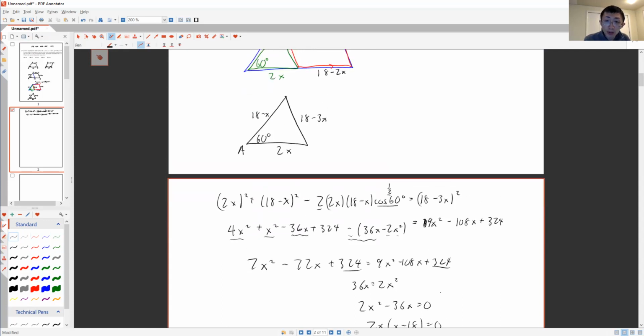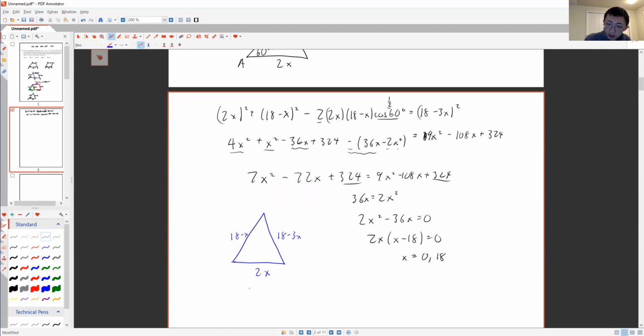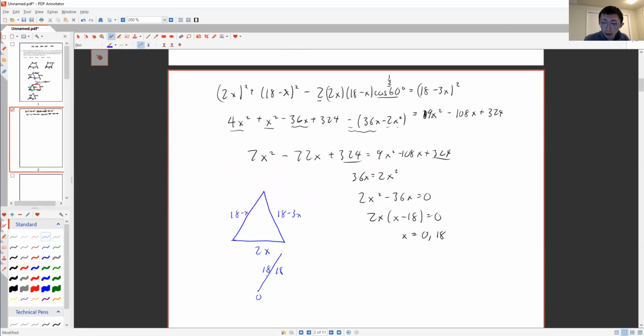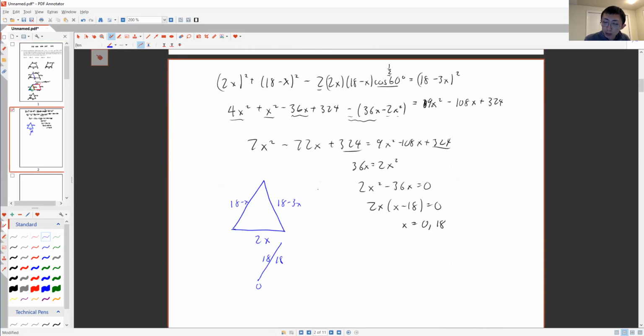So let's think about what each of these means. If x is 0, let's draw our original triangle again. We have 2x, 18 minus 3x, 18 minus x. So if x is 0, this is a triangle of side lengths 0, 18, and 18, so it's degenerate. Then what trapezoid did it correspond to? If we go back to the original diagram, let's add back the red parallelogram that I removed.